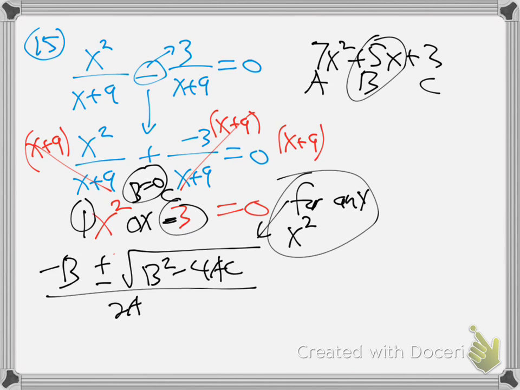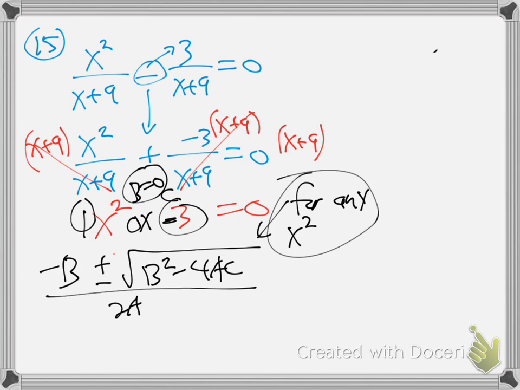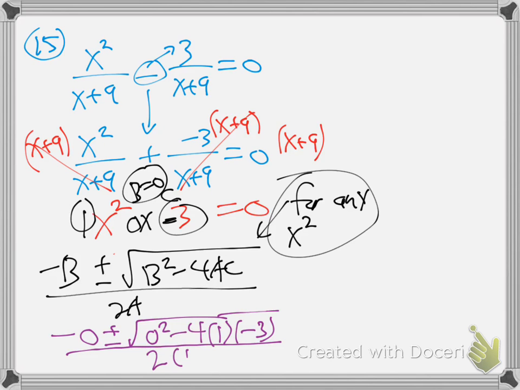So plug everything in now. So B is going to be 0 as we crank out the problem. So we're going to get what? Negative 0 plus or minus the square root of 0 squared minus 4 times A is 1 times C, negative 3, all over 2 times A, 2 times 1. Everybody good there? Got a couple of zeros in the two B slots, right? What's negative 0? Yeah, it's just 0, right? It's the same as positive 0. It's 0.